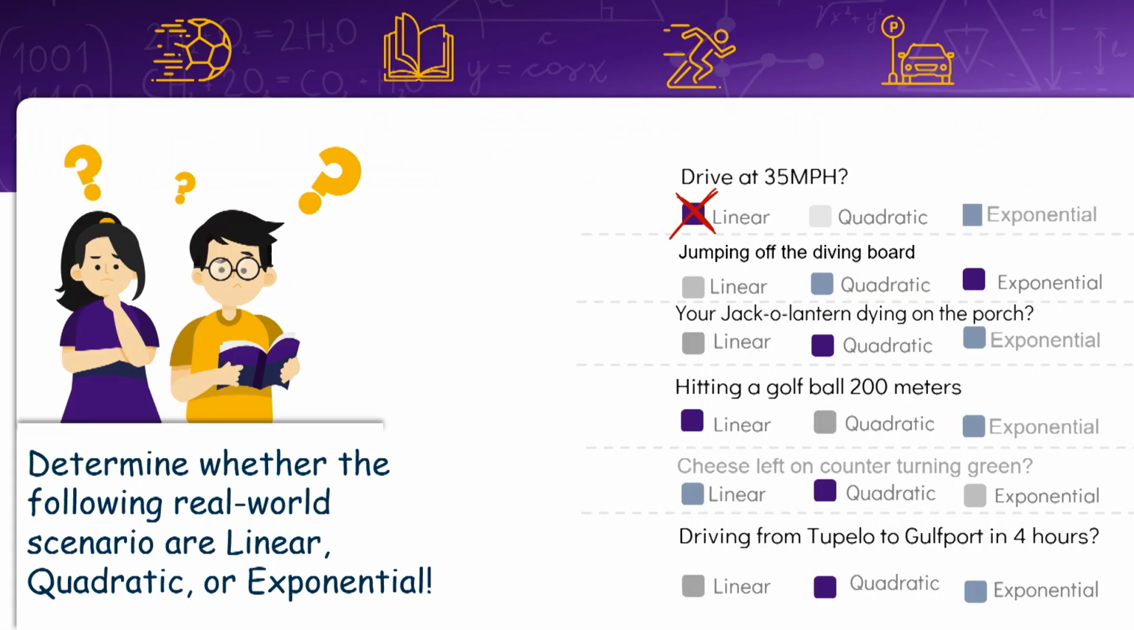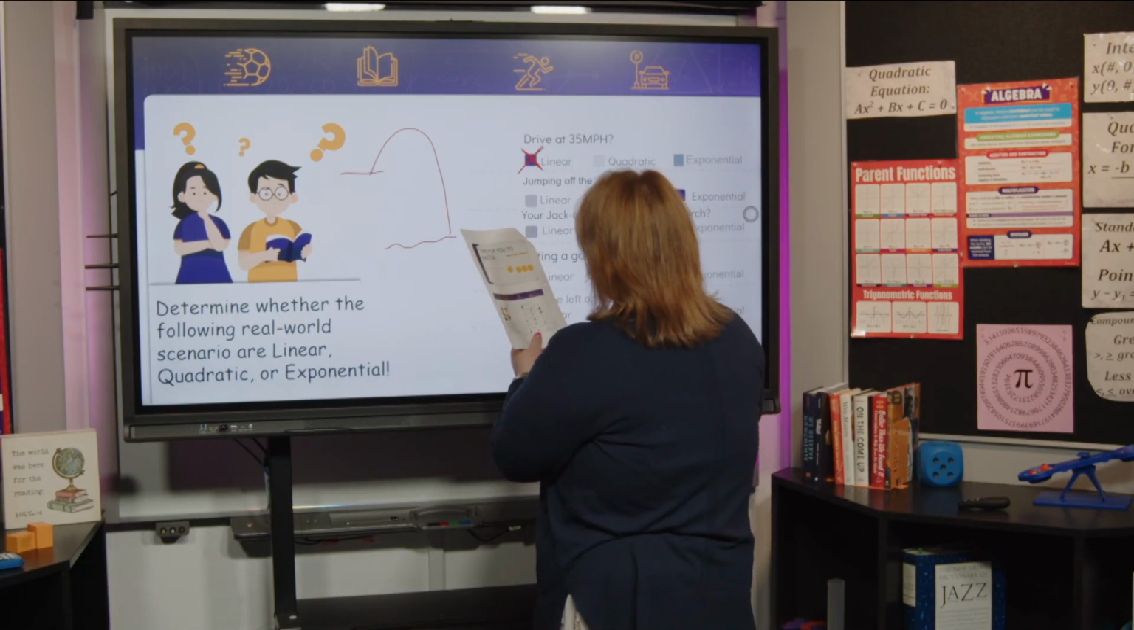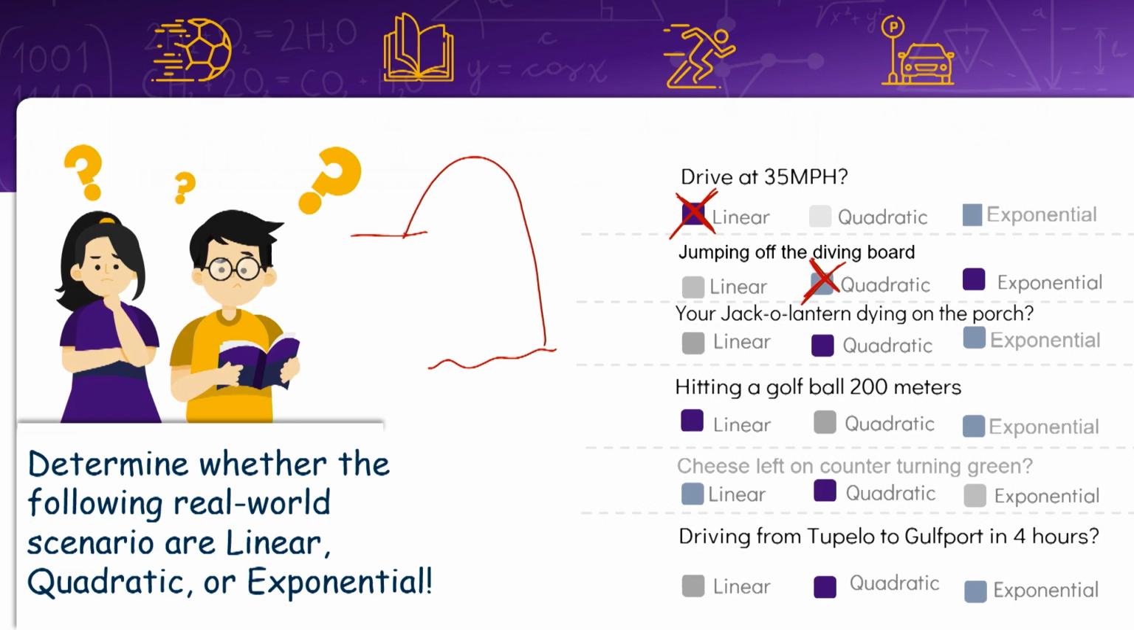Jumping off the diving board. Now, remember, here's your diving board. Here's the water below. I'm going to jump off the diving board. Well, that to me looks like a parabola. So that is obviously a quadratic.